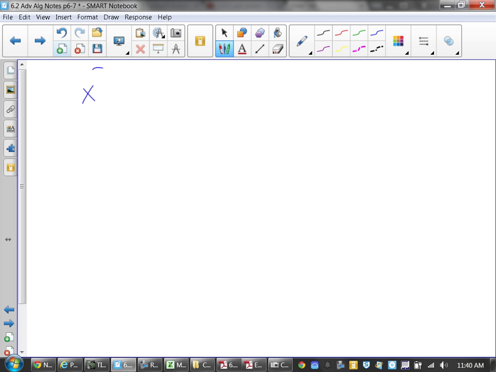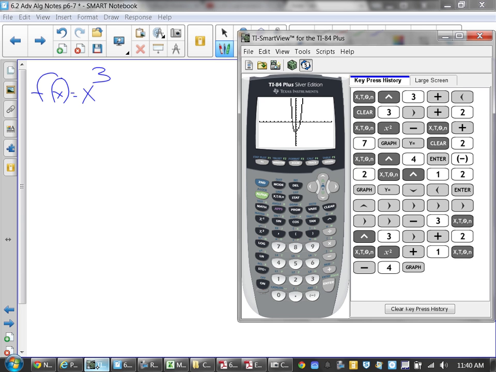I know. Type this in your calculator. Put in f of x is x cubed. Well, look at that. Y equals. Okay. I'm going to look at the graph of y equals x cubed.